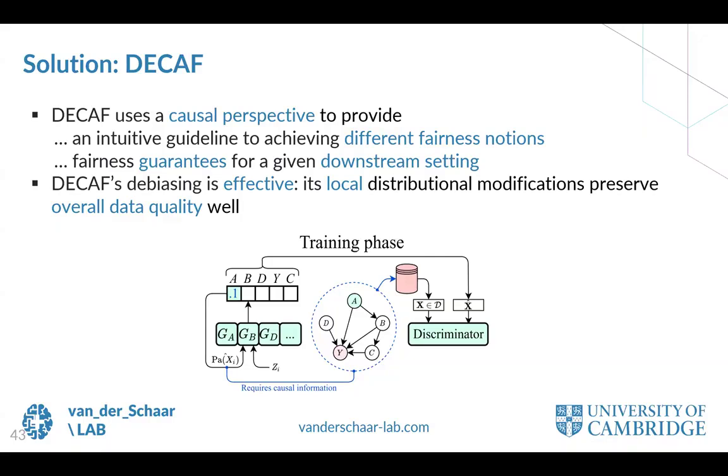So basically, DECAF leverages the causal relationship between the different variables, and it tries to debias using this causal graph. And the debiasing step in DECAF is local, as it only changes the conditional distributions that cause a fairness issue, while it retains all the other distributions that are not relevant to fairness.